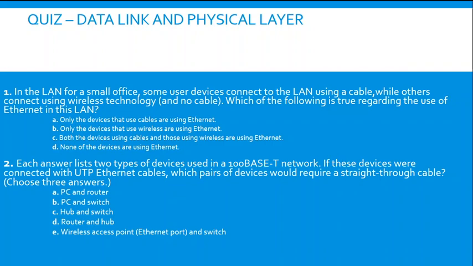We have two types of devices using a 100 gigabit per second Ethernet network. If these devices were connected with UTP Ethernet cables, unshielded twisted pair, which pair of devices requires a crossover cable? PC and switch, wireless access point and router, and router and hub.